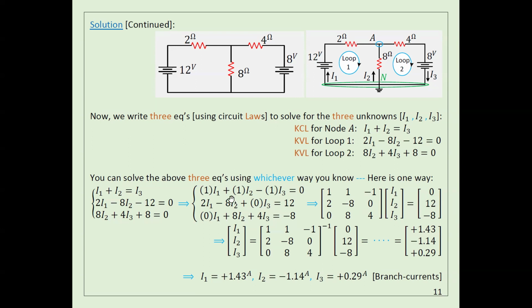Okay, and this is the result: 0, 12, -8. So again, this is just a very easy way. If you have 3 equations and 3 unknowns, I can use matrices to solve them. Okay.